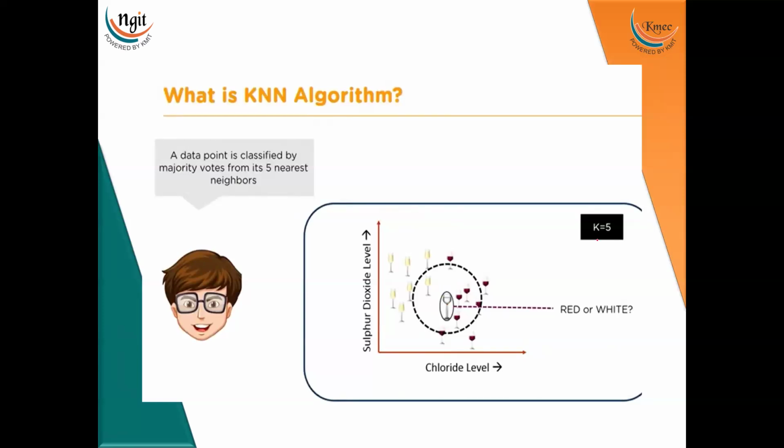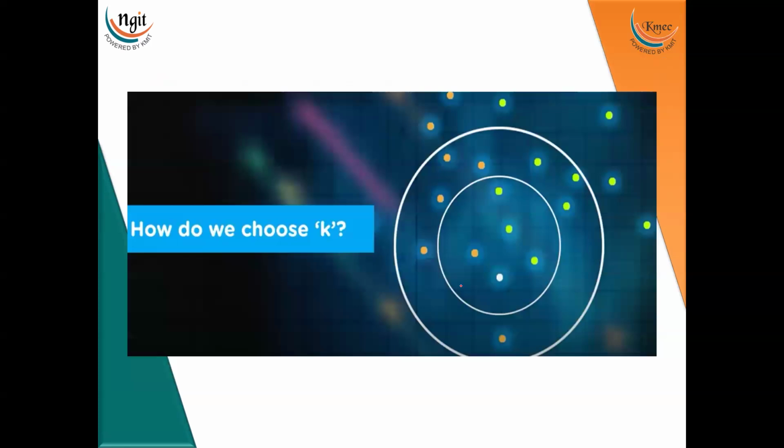So when you see here, we have taken K equal to 5. It calculates the distance between the data point and its nearest 5 neighbors. From this diagram, we can see that the majority belong to red wine and only one belongs to white wine. So this new data point we can classify as belonging to red wine. In this way the KNN algorithm classifies the class label into 0 or 1.